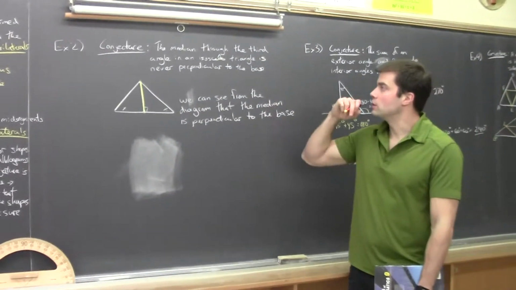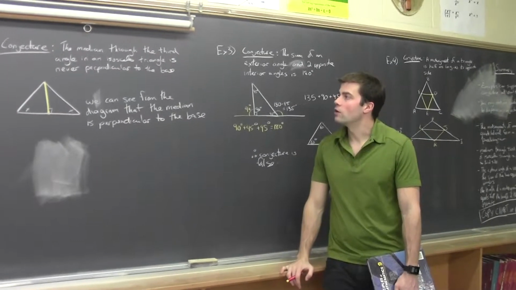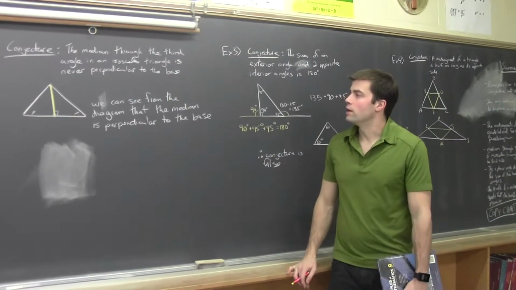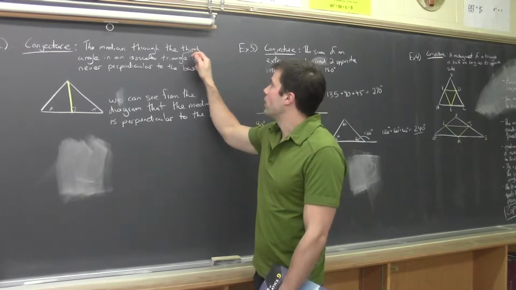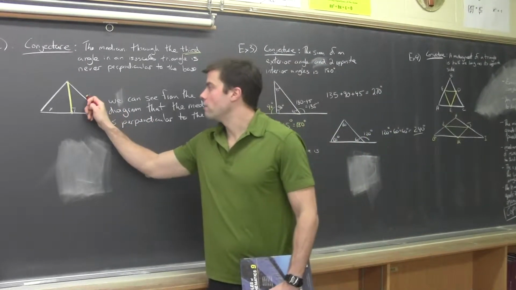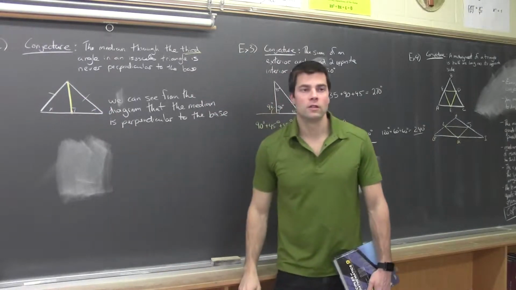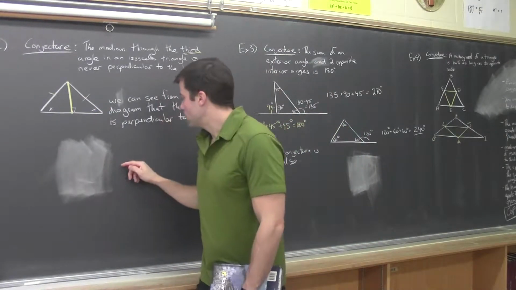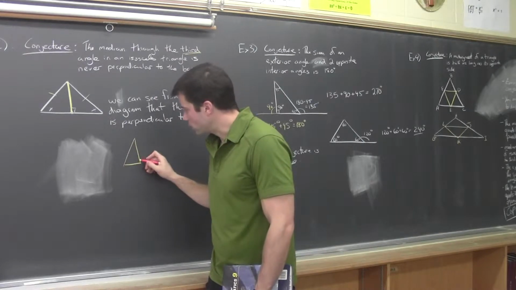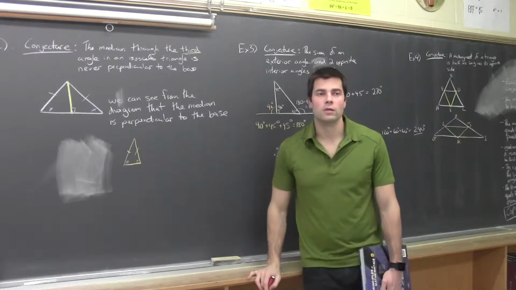All right, example 2. The conjecture says the median through the third angle in an isosceles triangle is never perpendicular to the base. So what I mean by the third angle here is, in an isosceles triangle, we know that we have two sides that are equal, and we know we have two angles that are equal, x. No matter how that isosceles triangle looks, these two angles are going to be the same, and those two sides will be the same.